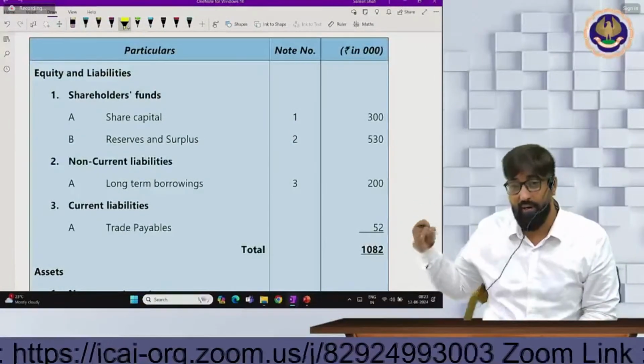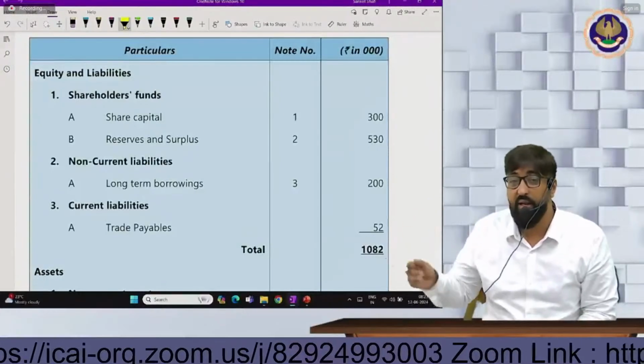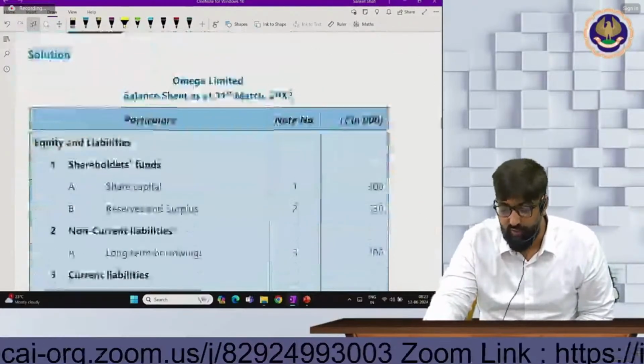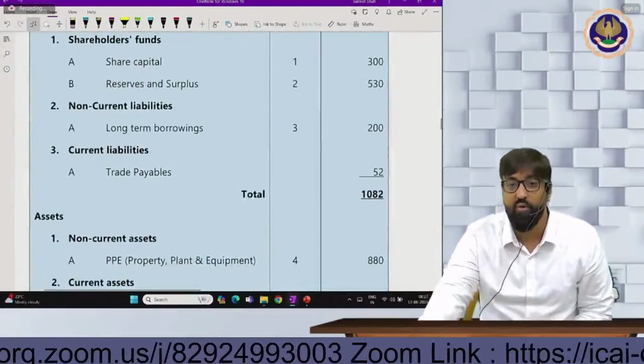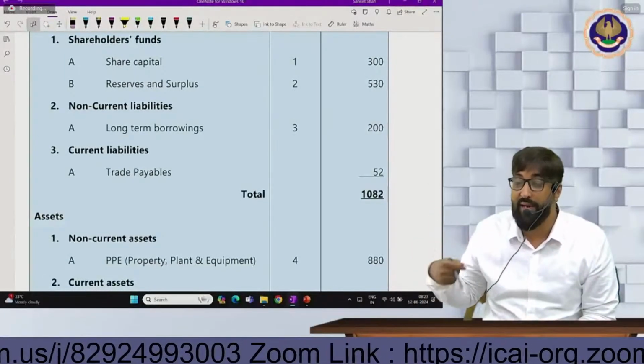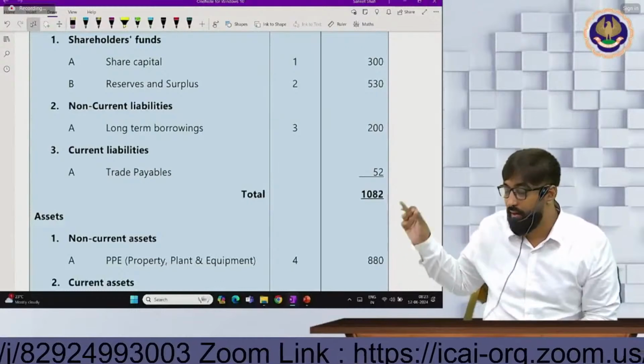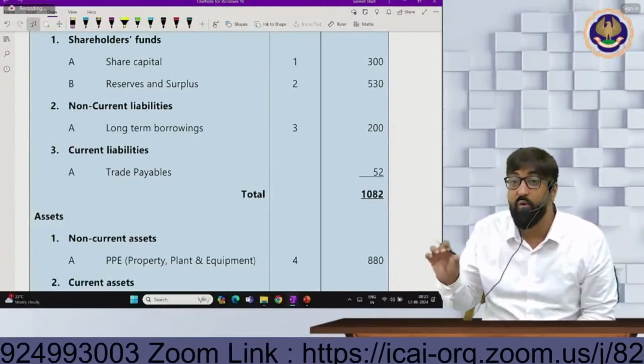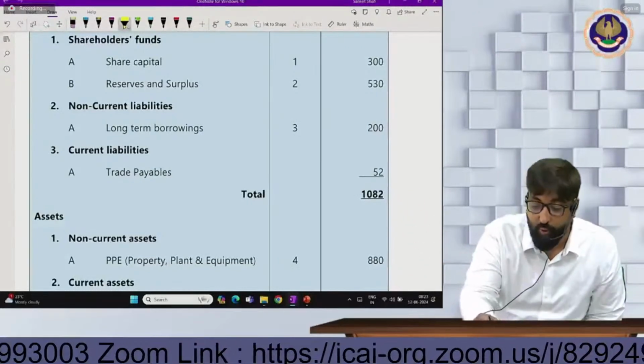Share capital you will write, reserves and surplus you will write, non-current liability we have only long-term borrowings. So long-term borrowings, current liability. So you'll write only the proforma. Please keep 1 to 2 extra lines. Suppose if any item is remaining, you can write it over there. First, finish with the proforma.